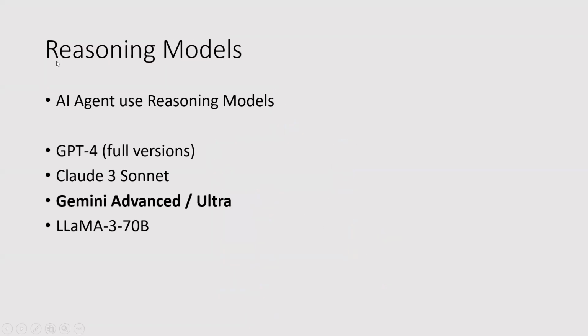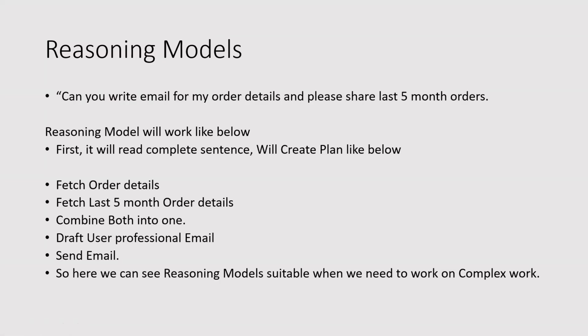Before going ahead, I will also give some examples of reasoning models. What are the reasoning models? GPT-4 is a GPT reasoning model. GPT 5.5 is a reasoning model. Claude 3 Sonnet is a reasoning model. Gemini Advanced Ultra is a reasoning model, and Llama 3 70B, where B is billion parameters. These are the reasoning models.